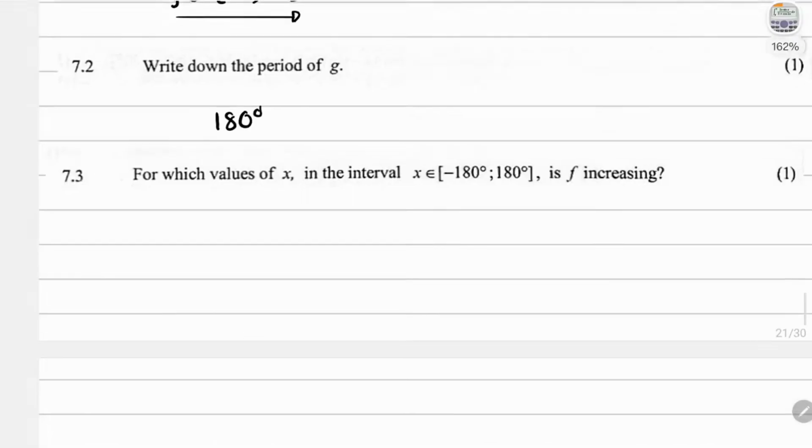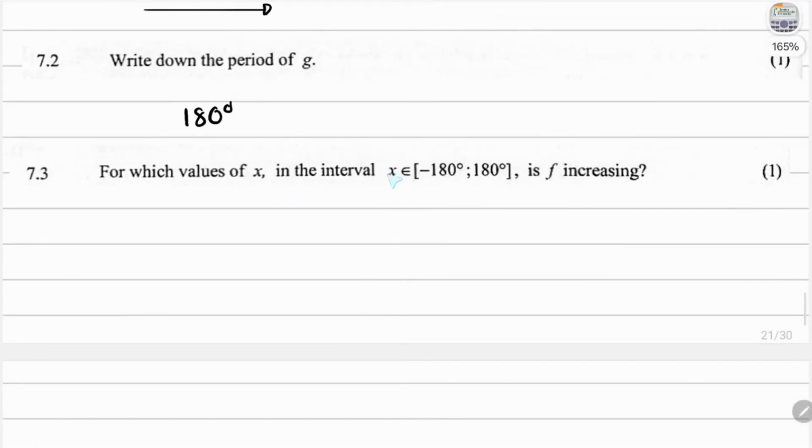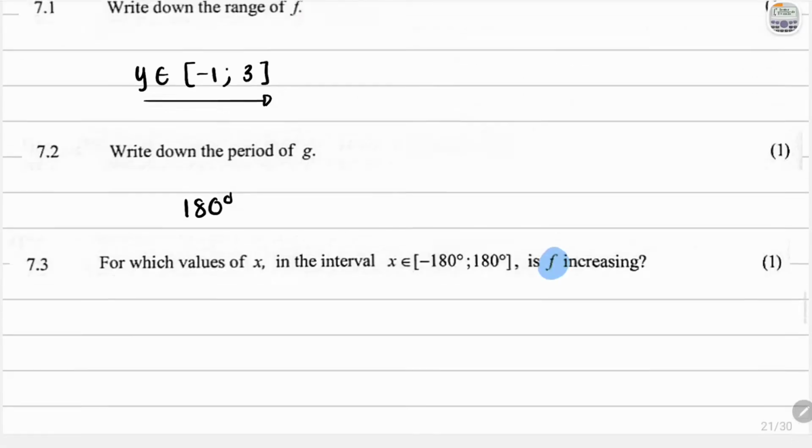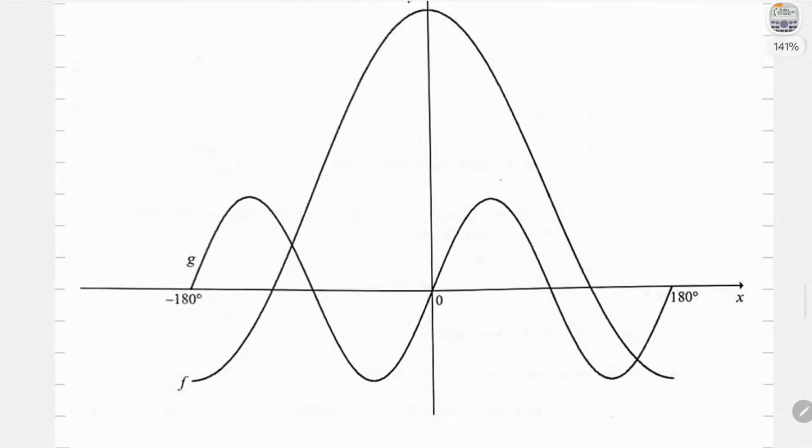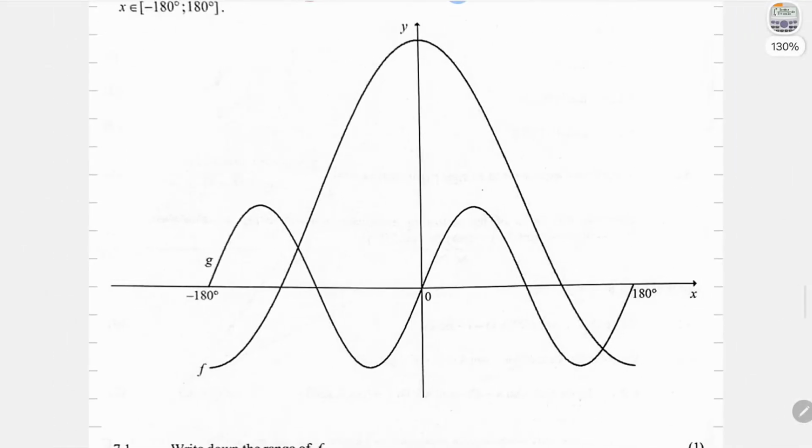The next question is, for which values of x in the interval where x is going from negative 180 to 180 is f increasing? So they want to find out where f is increasing. Remember, when graphs increase, you read them first of all from the left to the right.